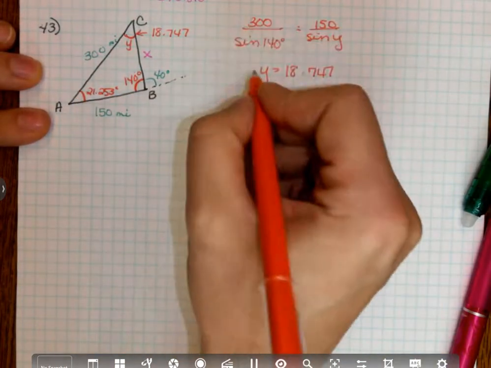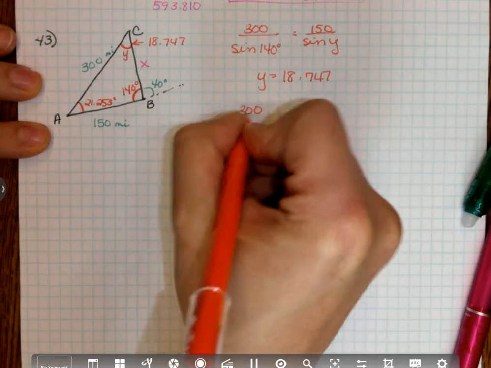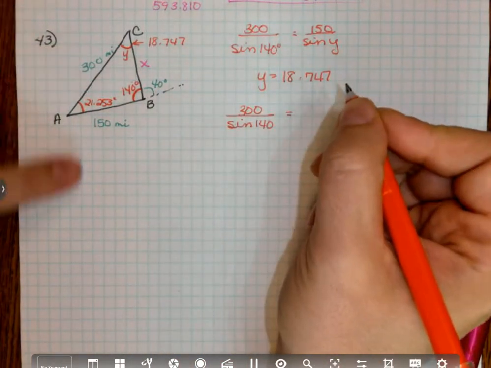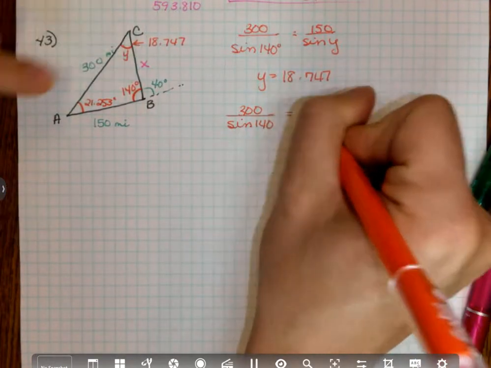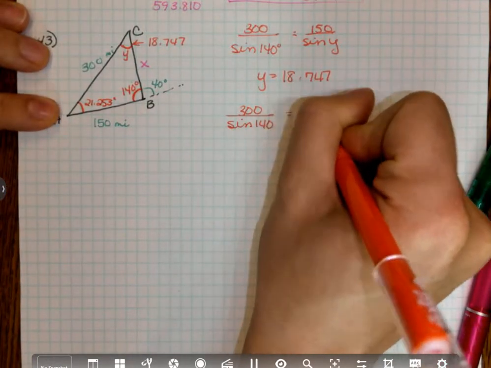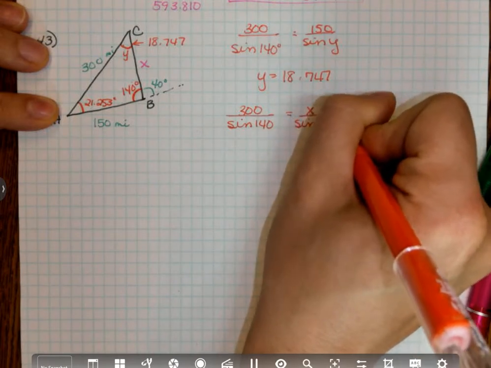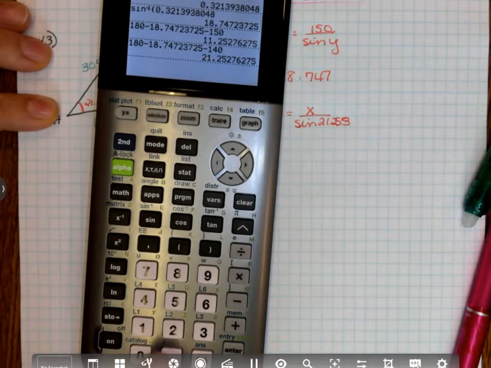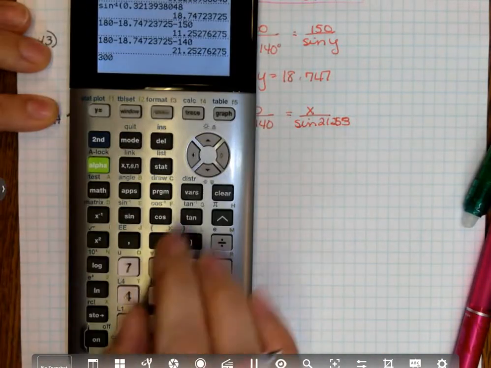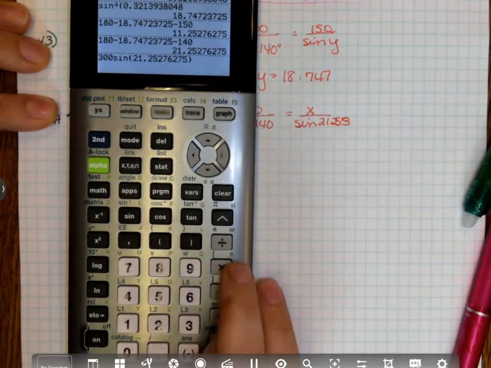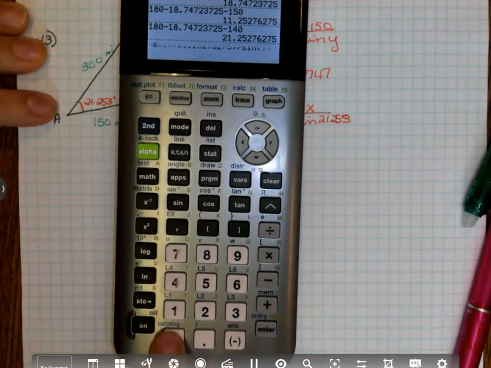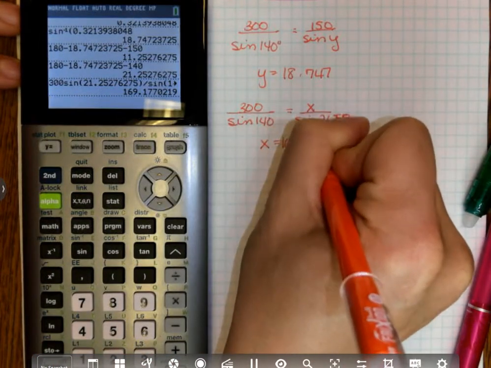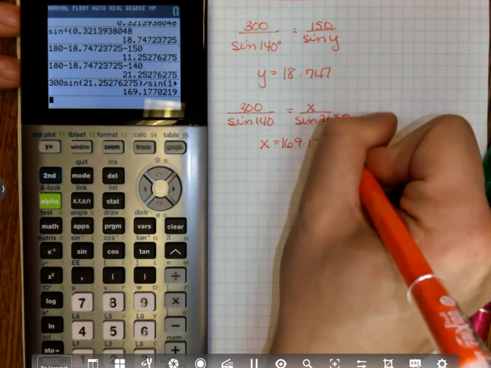So I will just set up with my given information again. 300 divided by the sine of 140 is equal to, and in this case I'm looking for x, and I have my y, my angle. I'm going to say the sine of 21.253, sorry. So let's do this. 300 times the sine of that number, close it, divided by the sine of 140. So I get that distance is 169.177, and we're measuring it in miles.